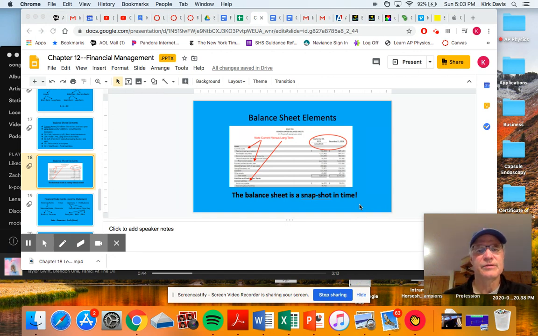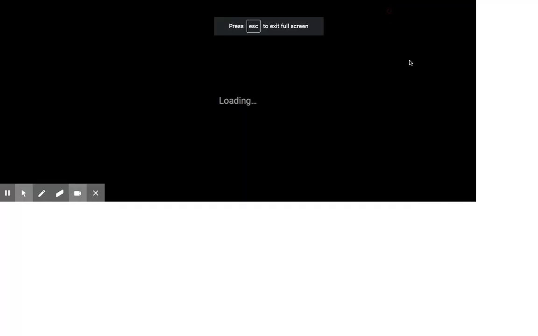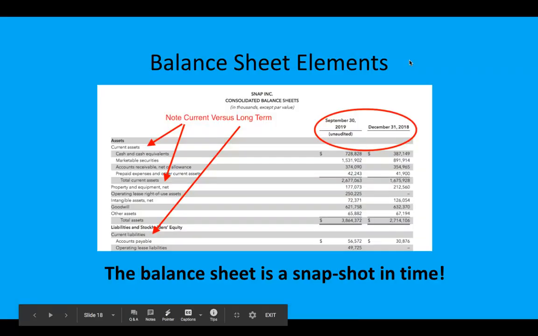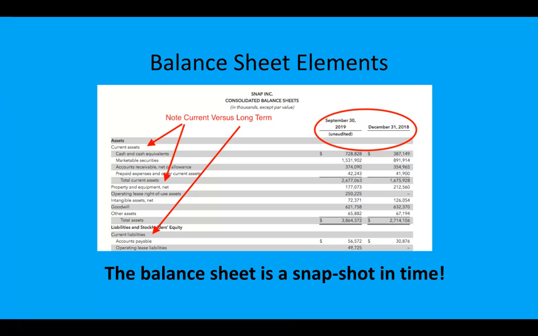We finished last time with the balance sheet and learned you've got assets minus liabilities equals owner's equity, or assets equals liability plus owner equity. And we also learned that this is a snapshot in time. You pick a time, and it's usually the end of the year and the end of each quarter that you present this, and it just gives you what your balance sheet looks like at that particular time. It may change completely the next day. You don't know that.